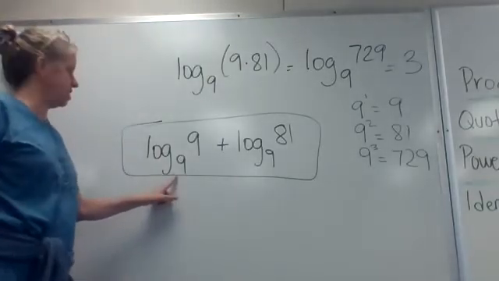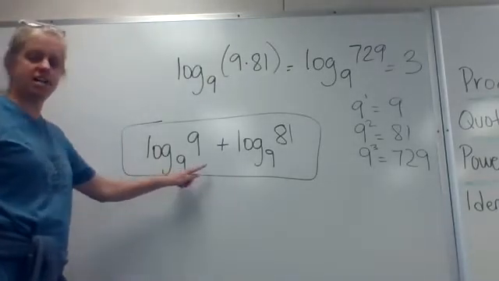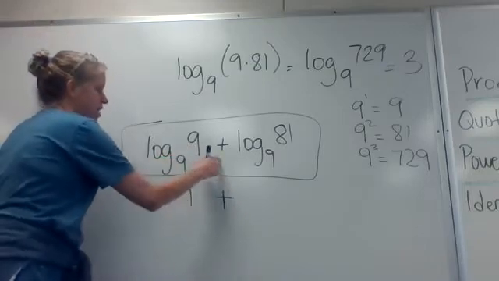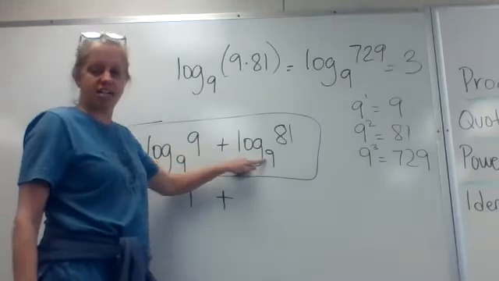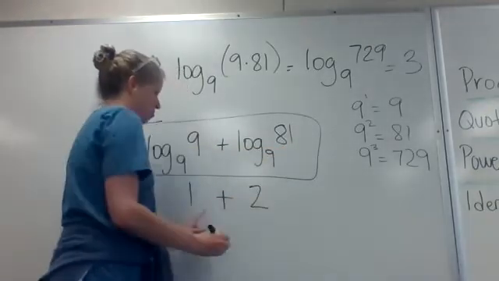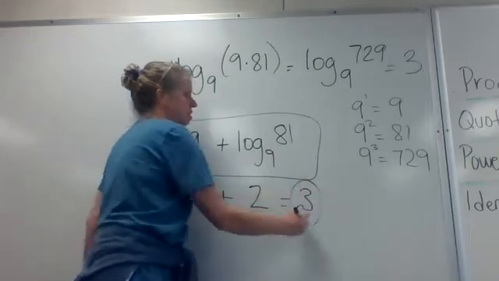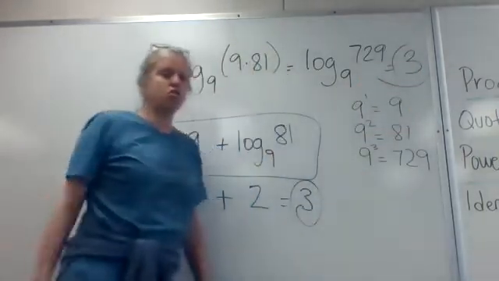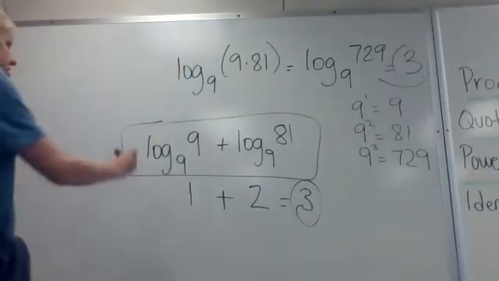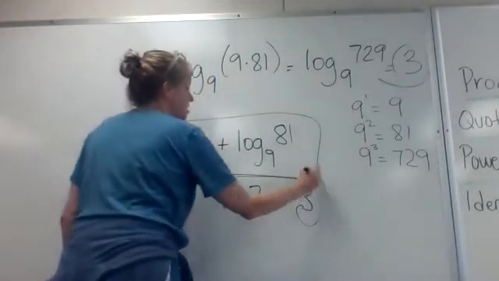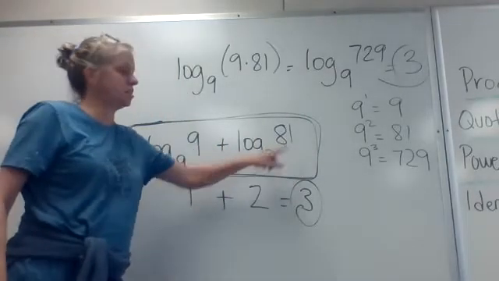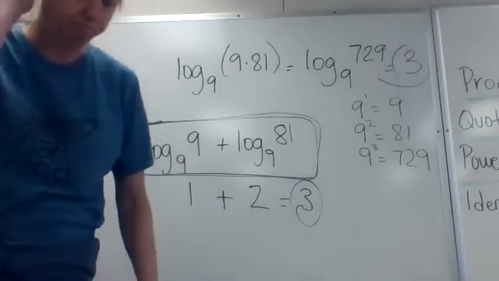Let's see what this one is. What power do you have to raise 9 to in order for it to be 9? The first power. Plus, what power do you have to raise 9 to in order for it to be 81? The second power. 1 plus 2 is 3. So they really do equal and mean the same thing. Okay, but this is your answer right here. It said to express it as a sum of logs, which is log base 9 of 9 plus log base 9 of 81.